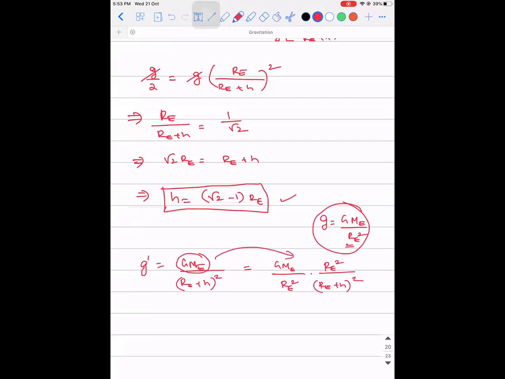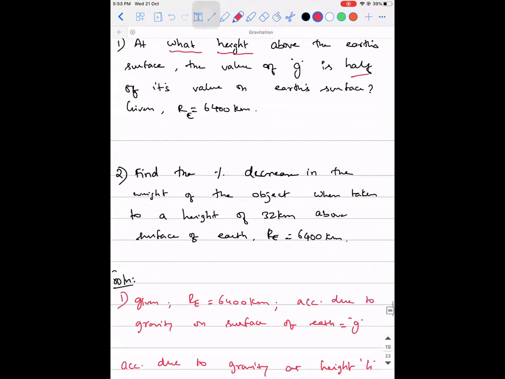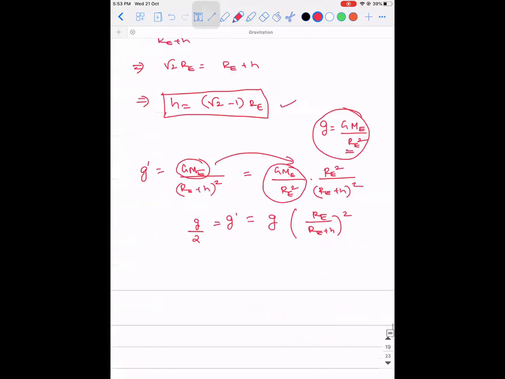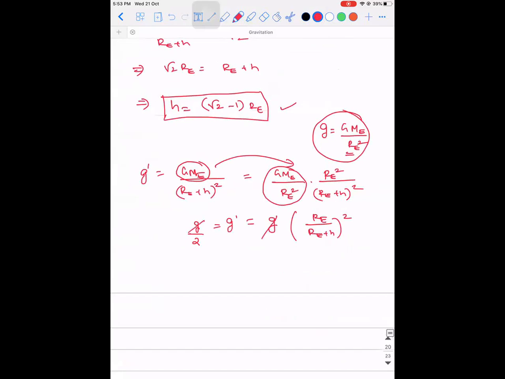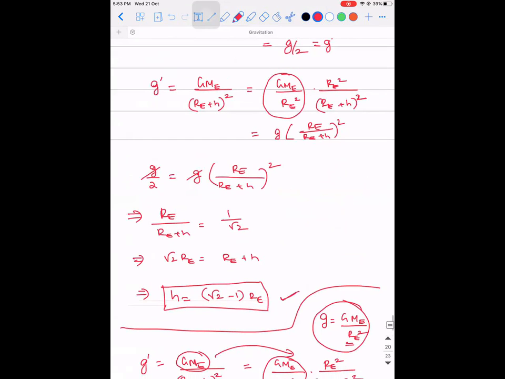If you observe, these two expressions are the same. Now, what is GME divided by RE square? That is small g. Then you will have RE plus H the whole square. This value is what is G dash, but according to the question, G dash is nothing but G by 2, because they told 50%. The value of G is half of its initial value at the surface. So it will be G by 2. Now I cancelled these two and then I proceeded. Then you will get root 2 minus 1 into RE.